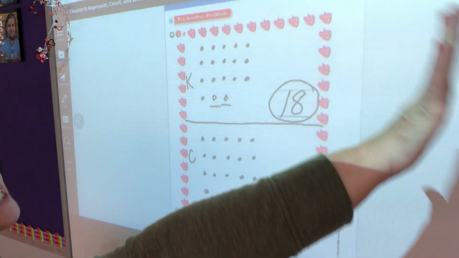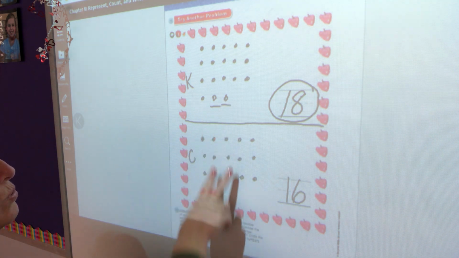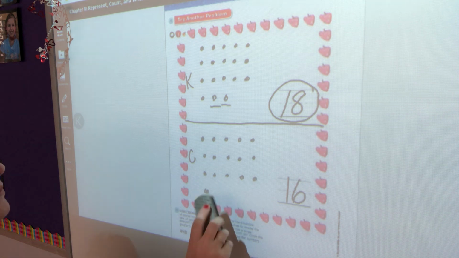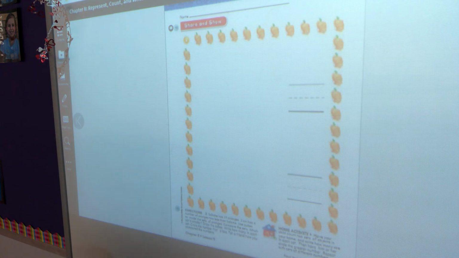18 would be farther down than 16. It would be greater, and it is actually 2 greater than 16. Okay, if that one was tricky, I'm really sorry. Let's go ahead and try another one.